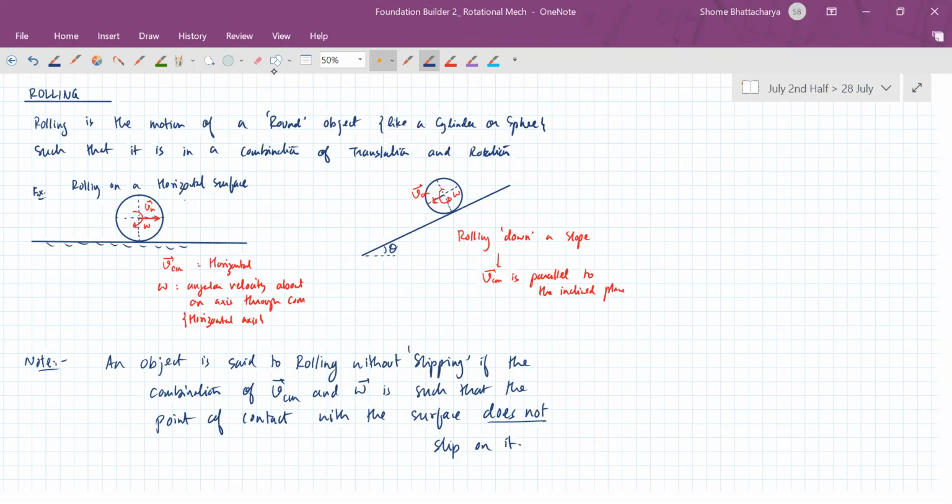But whenever you talk about rolling, actually the context of rolling is this case where the object is rolling without slipping. So without slipping means that the point of contact between the object which is rolling and the surface on which it is rolling should not be slipping on that surface. So just make a note of this definition and these two examples first, then we'll discuss more about the condition of no slipping.